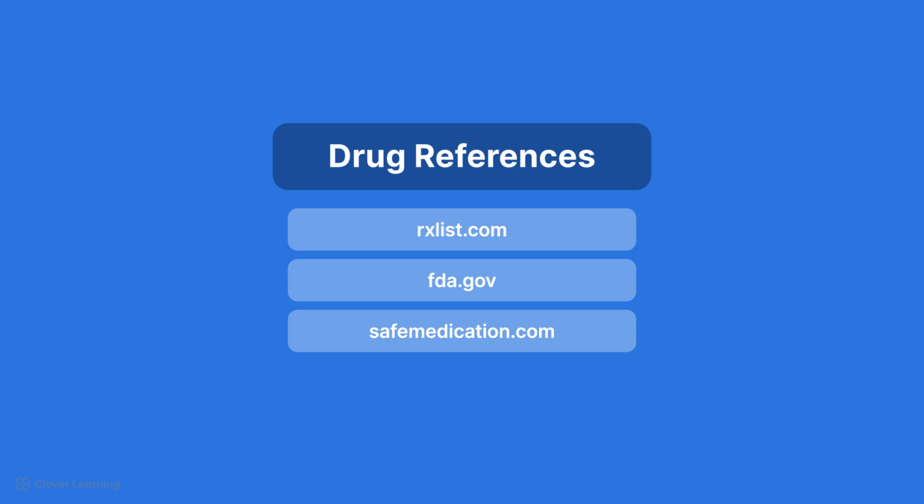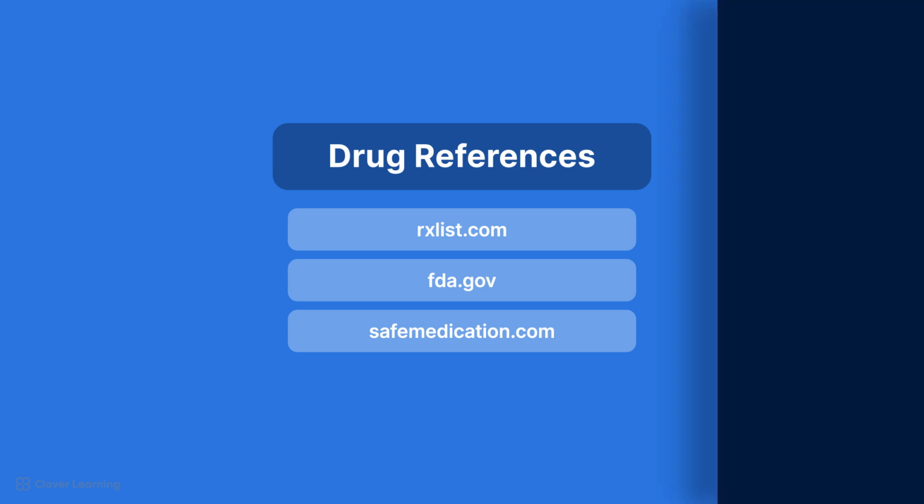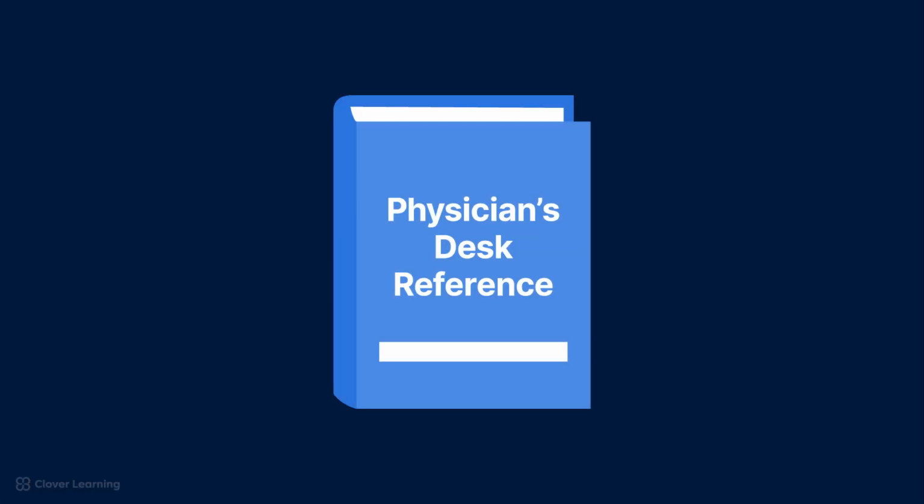To help healthcare workers stay abreast of new developments, several reference books and websites provide useful information about drugs on the market. These references can help you understand why and how a particular drug is administered. Some of the recommended websites are rxlist.com, fda.gov, safemedication.com. A common reference book is the Physician's Desk Reference, or PDR.